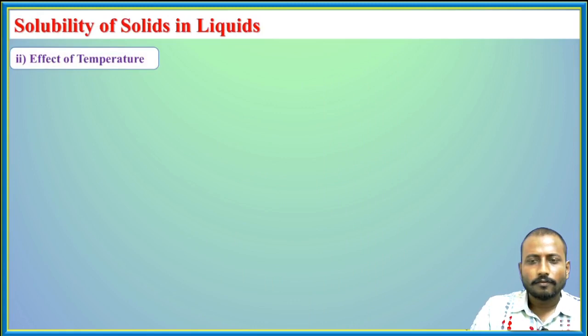Then the first factor we thought of is solubility of solids in liquids, and the factors affecting solubility of solids in liquids. In that, we discussed the nature of solute and solvent. What would be the effect of temperature?